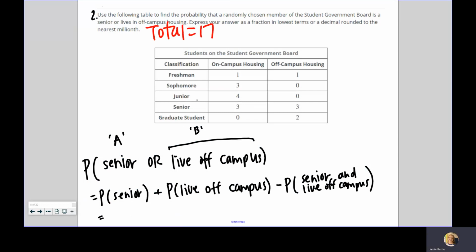All right, so let's look at how many are seniors. All right, this is the senior row. So there's 3 that live on campus, 3 that live off campus. So 3 plus 3 is 6 seniors altogether. 6 out of the total, which was 17.